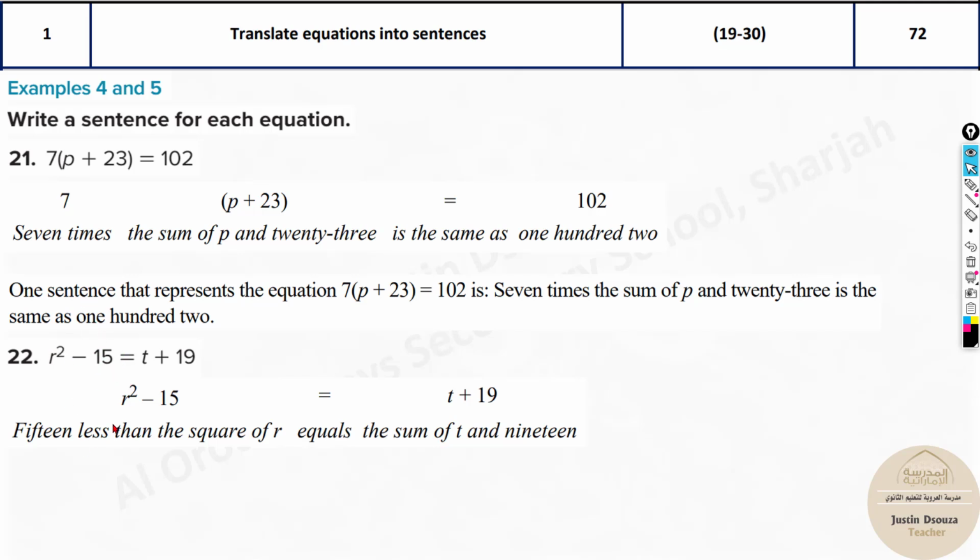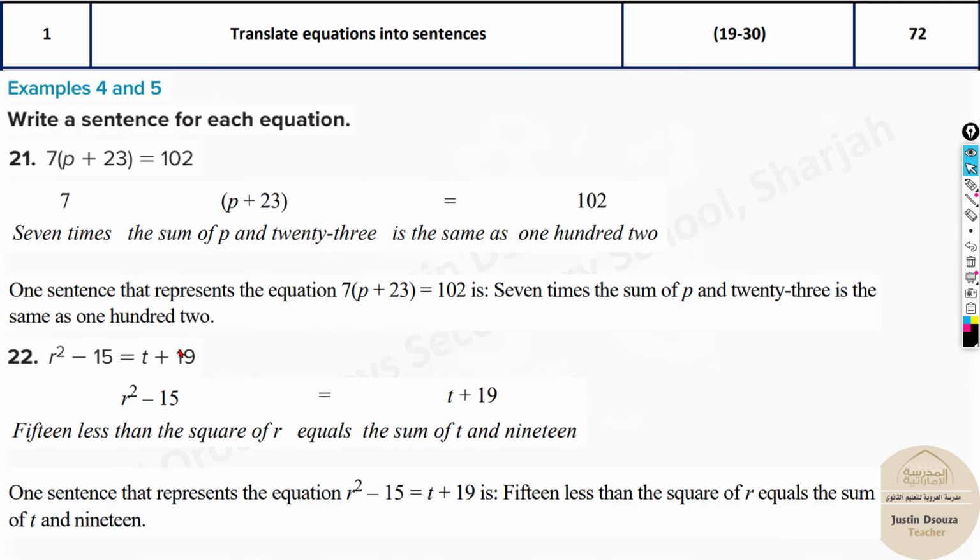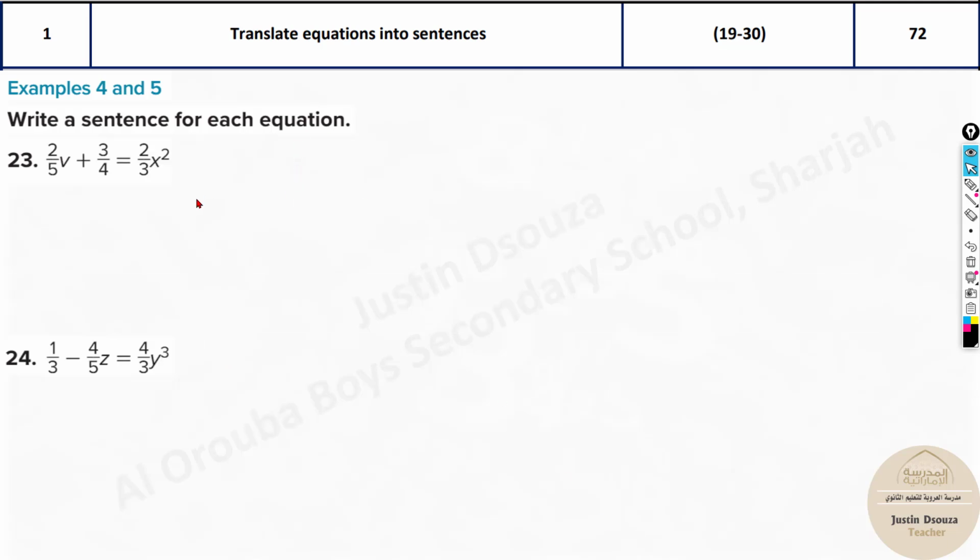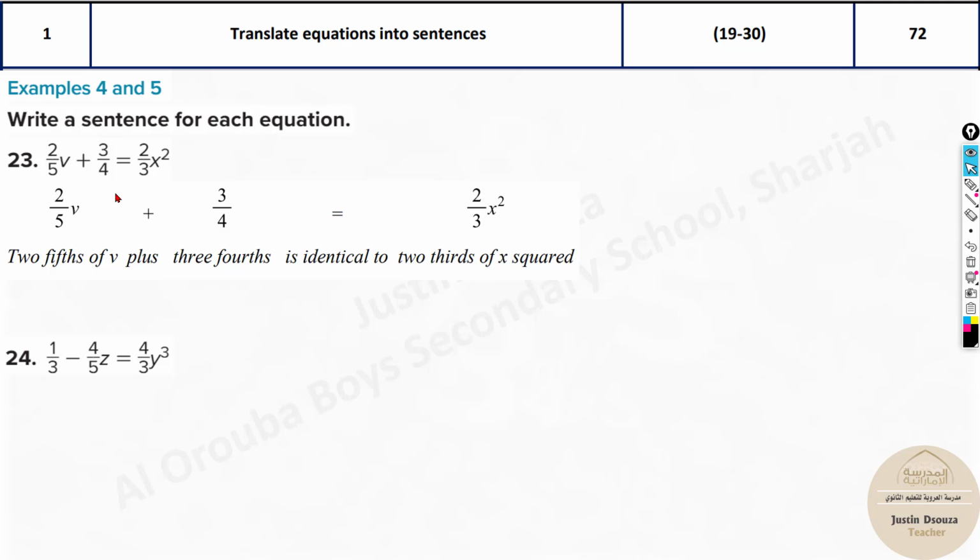Okay, when you're using less than, 15 is less than r square, equals the sum of t and 13. This is the thing. Same way you can see the other problems. Now over here there is a fraction, but it doesn't matter. It's very straightforward and easy. Just write the fraction 2/5. Generally they will give you 2/5, 3/4, 2/3 or 1/3. That's how they ask you.